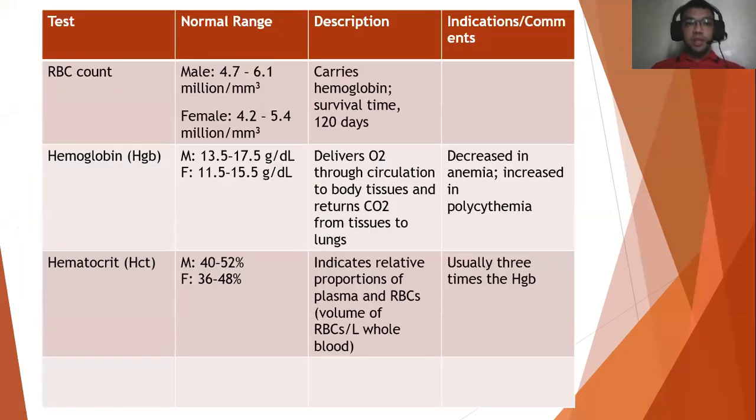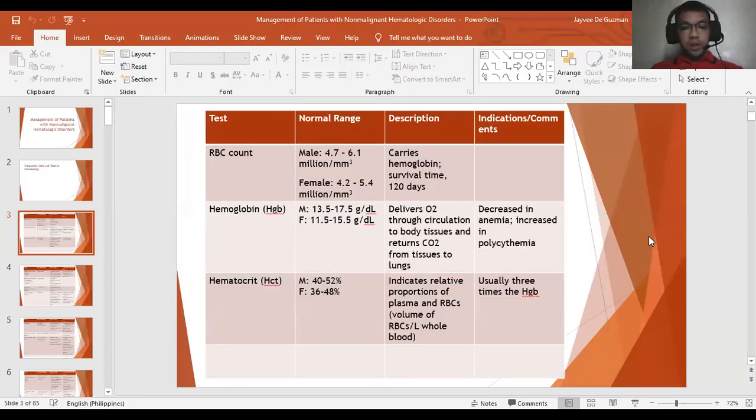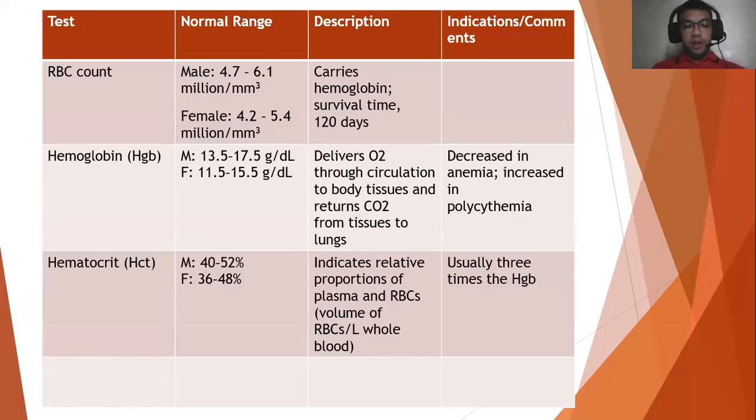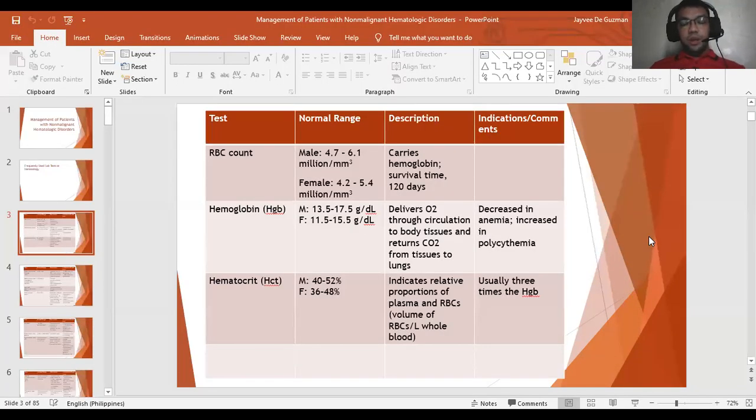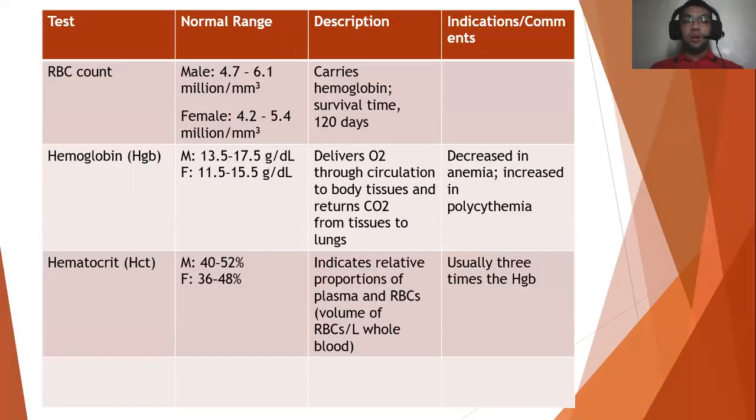As you can see here, we have the different tests that are done, and usually, this test is done through complete blood count or other blood exams unless specified by the physician that are going to be done on patients who have suspected blood disorder. So we have the test there, the normal range description, and the indications of the different tests. We start out with the RBC count.